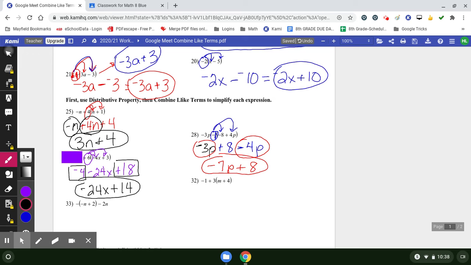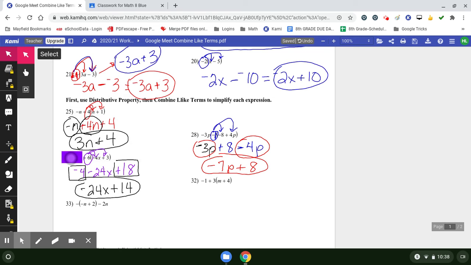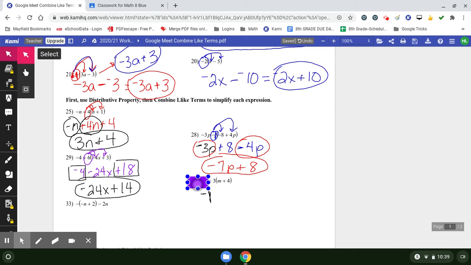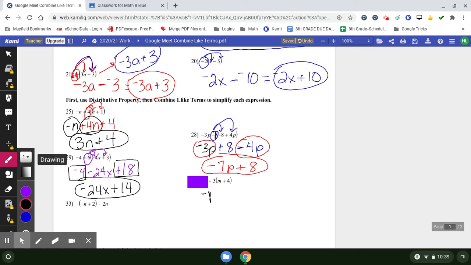Now let's look at 32. Same thing. I have that negative 1 in front. So I can bring down that negative 1. Now I'm going to distribute out that positive 3. So I'm taking 3 and distributing it to both of them, which leaves me with positive 3m. 3 times 4 is 12, plus 12. I only have numbers that are like terms. So I end up with 3m, negative 1 plus 12 is plus 11.